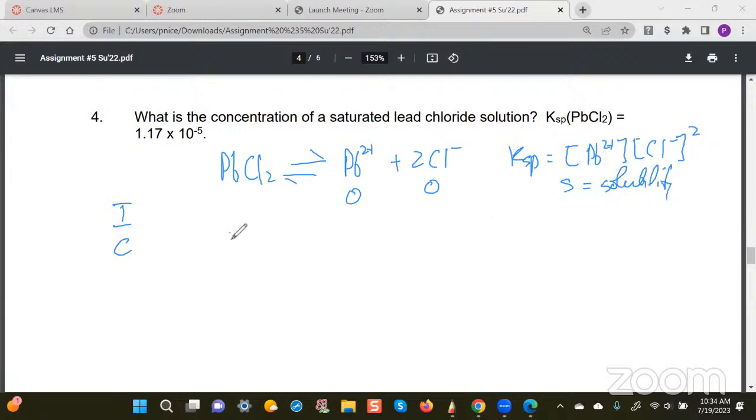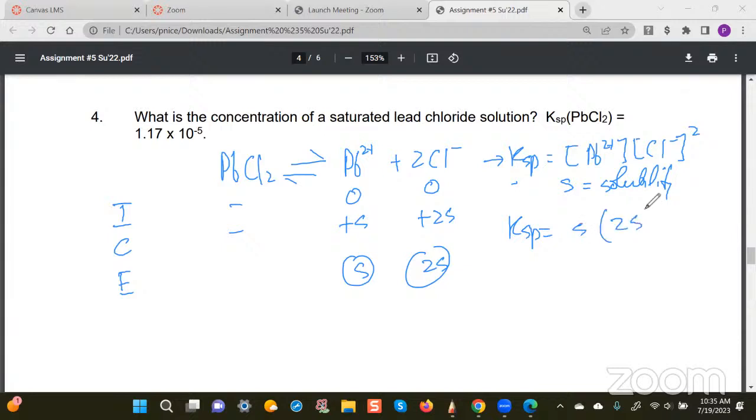If the solubility is S, then the change in the concentration of lead 2 plus is going to be plus S, and in the case of the chloride minus, it would be plus 2S. So therefore, at equilibrium, you're going to have S and 2S. I'm going to plug these terms into this equation, and I'm going to end up with Ksp is equal to S times 2S squared, because S represents the concentration of Pb2 plus, and 2S represents the concentration of Cl minus.